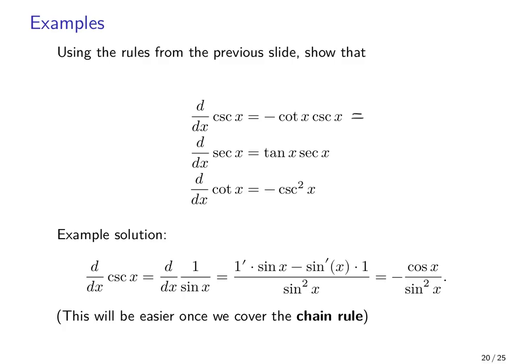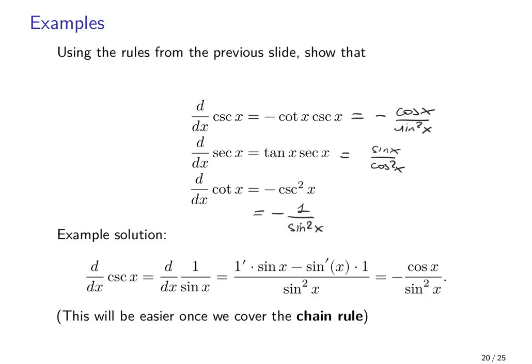So, for example, for the first one, we will have negative cosine x over sine squared of x. For the second one, we have sine over cosine times another 1 over cosine. So we get sine x over cosine squared. And then for the last, cosecant is, of course, 1 over sine. So we get minus 1 over sine squared.